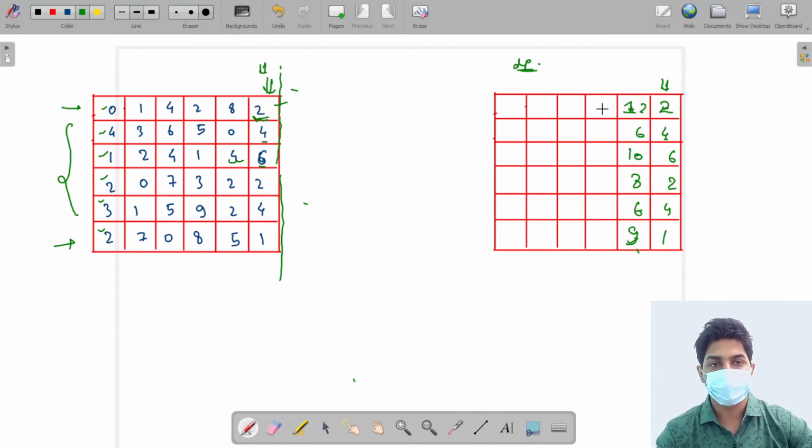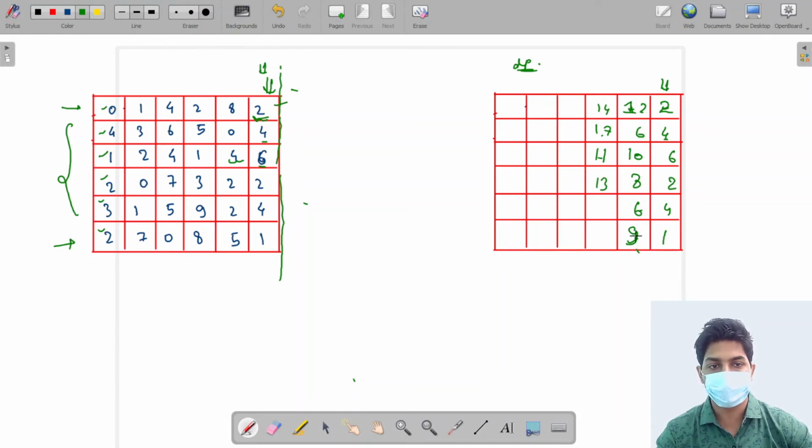Now let's fill this. For this we can move, we will take the maximum of these two, that is 12. 12 plus 2 is 14. For this the maximum is 12. 12 plus 5, that is 17. For this the maximum is 10. 10 plus 1 is 11. For this the maximum is 10. 10 plus 3 is 13.